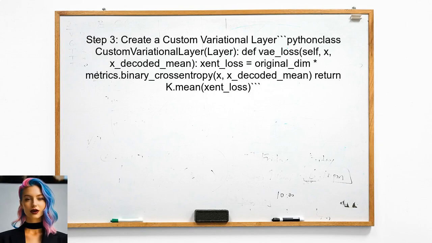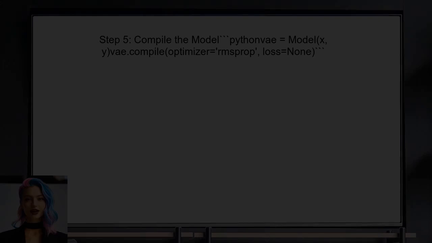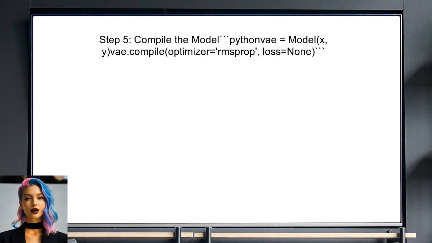After that, the user should create a custom variational layer. This layer will compute the reconstruction loss and also add it to the model's losses. In the call method of the custom variational layer, the user should compute the reconstruction loss and add it to the model's losses as well. Finally, the user should compile the model without specifying a loss function. This allows the custom losses to be tracked during training.